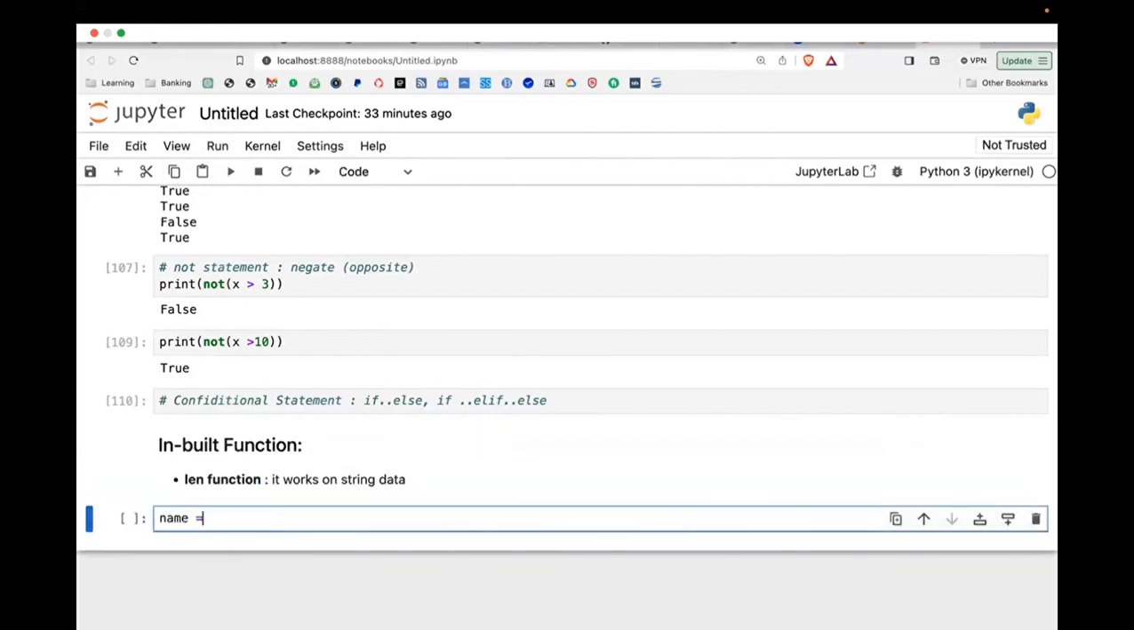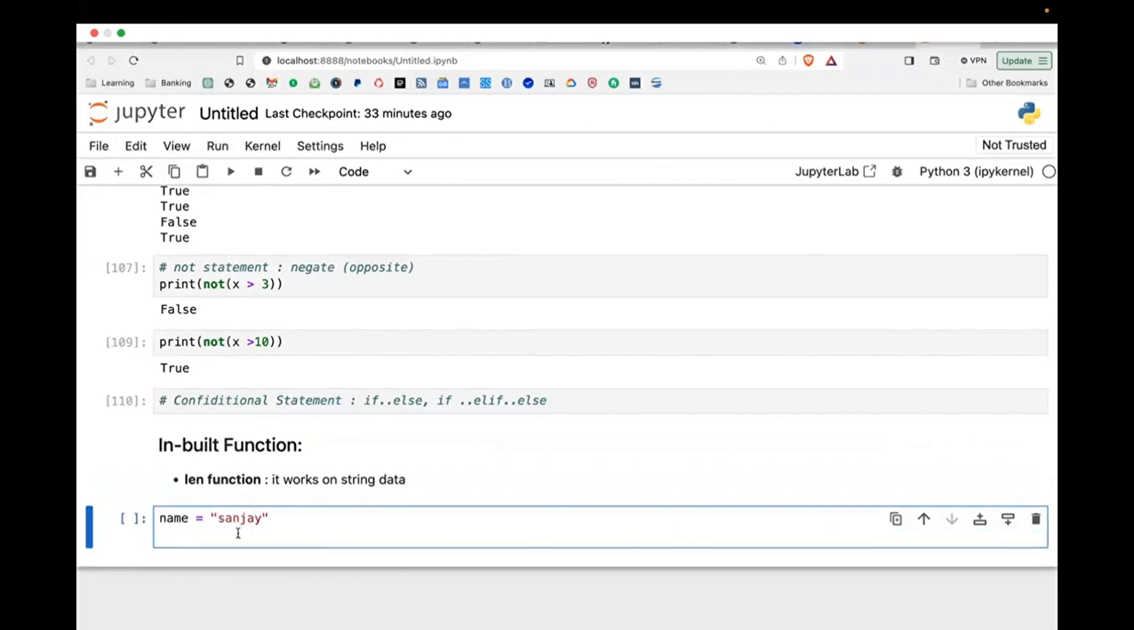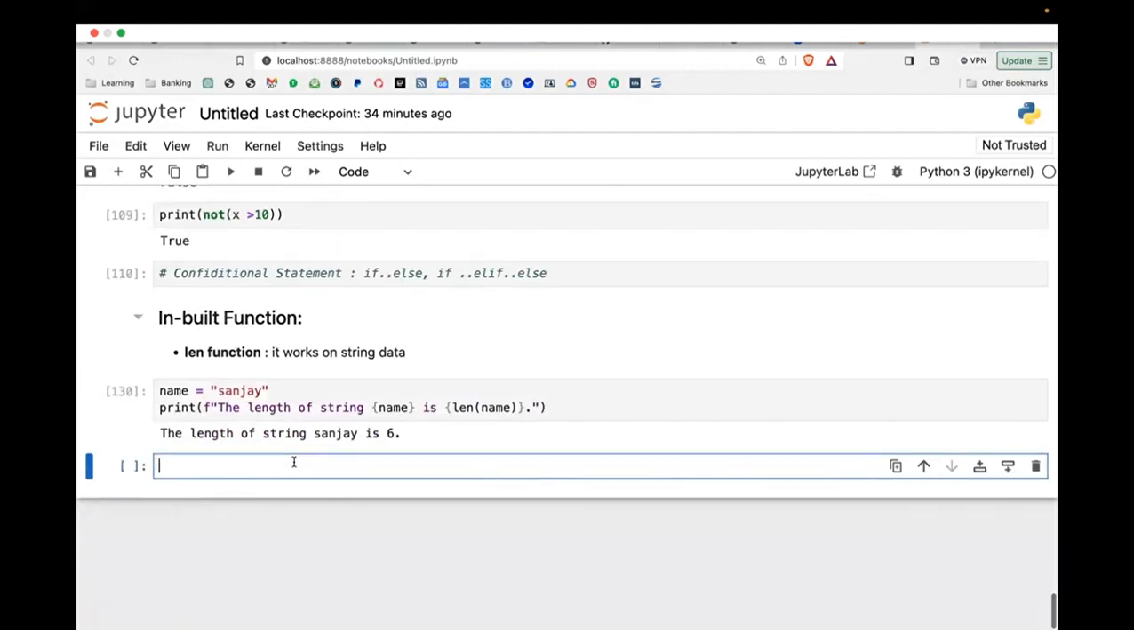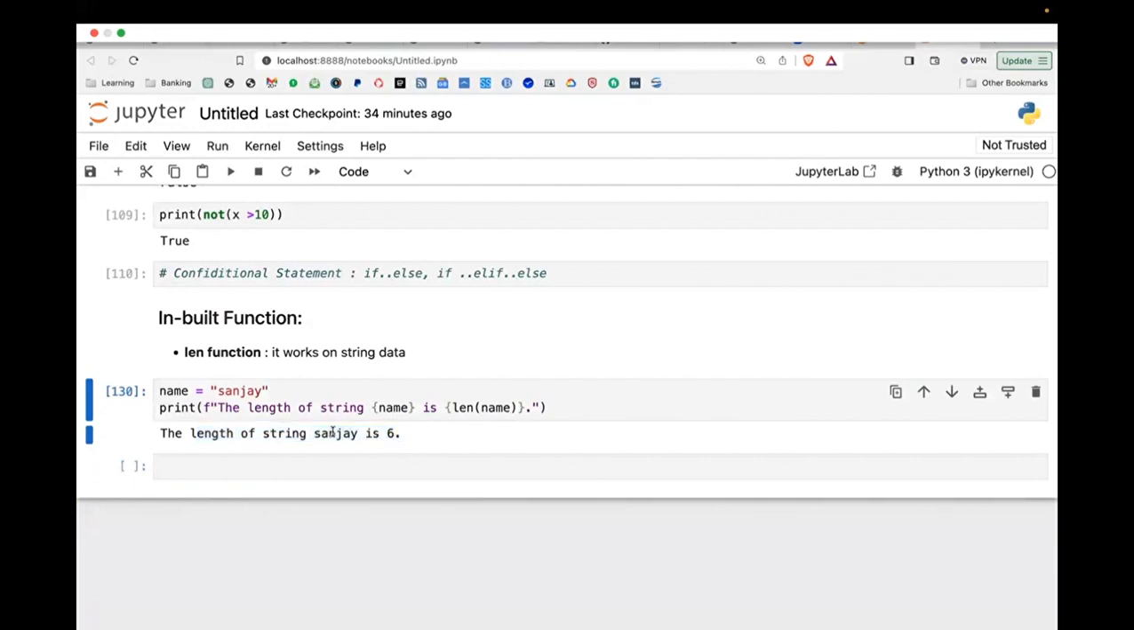It works on the len data. Like I will just say name is equal to Sanjay. What is the length for this? How many characters are there? 6, right? So print the length with an f string. The length of the string. What is the string called? Name. You are calling the len function on the name variable. Any problem here? I called the len function and am just printing it with the f string. The length of the string Sanjay is 6.